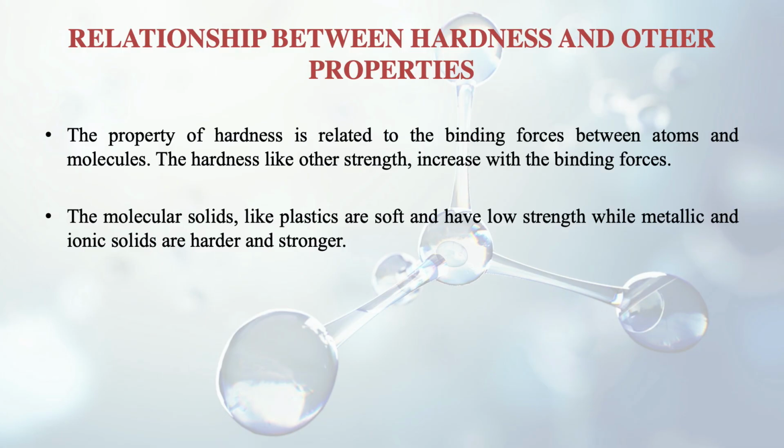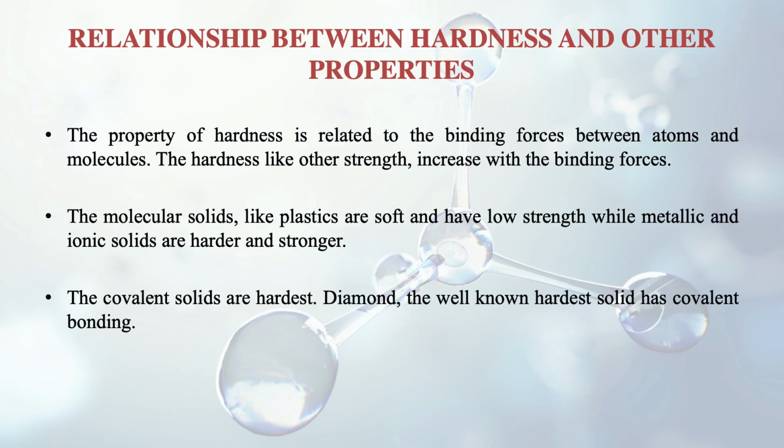Molecular solids like plastics are soft and have low strength, while metallic and ionic solids are harder and stronger. The covalent solids are the hardest. Diamond is the well-known hardest solid. It has covalent bonding. So diamond is the hardest because of the covalent bonding. So hardness depends on the different kinds of bonding also, ionic, covalent, etc.